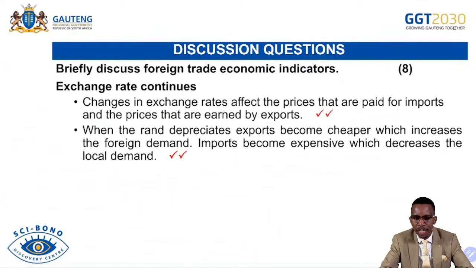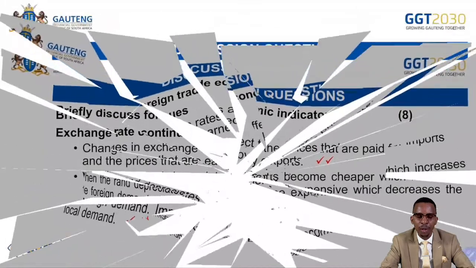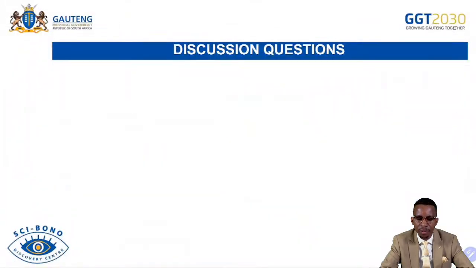Changes in the exchange rate affect the prices that are paid for imports and the prices that are earned by exports. We know that if the currency appreciates, that will mean we will have more earnings on our exports, while earnings on imports will be lower. When the rand depreciates, exports become cheaper, which increases the foreign demand. Imports become expensive, which decreases the local demand for imported goods and services.